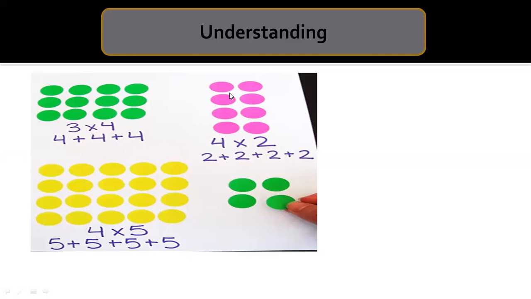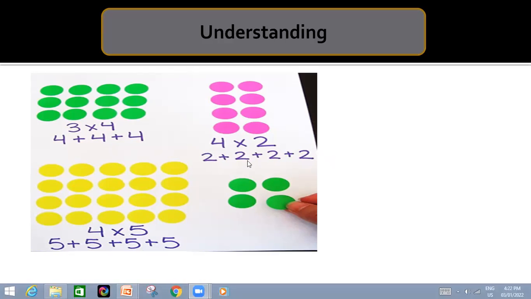Here in the pink one, you can see how many rows are here. 1, 2, 3, 4. 4 rows. And in 4 rows, we have 2 columns. So 4 multiplied by 2, or you can add 2 plus 2 plus 2 plus 2, 4 times. So you are going to get your answer. Understand?